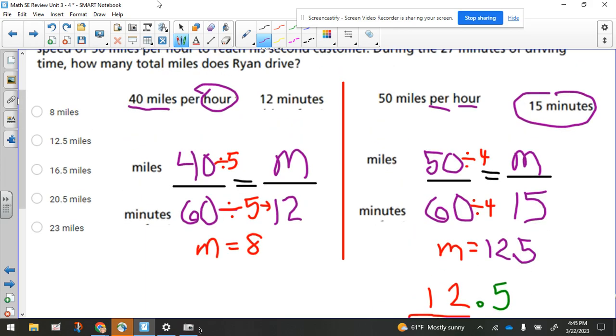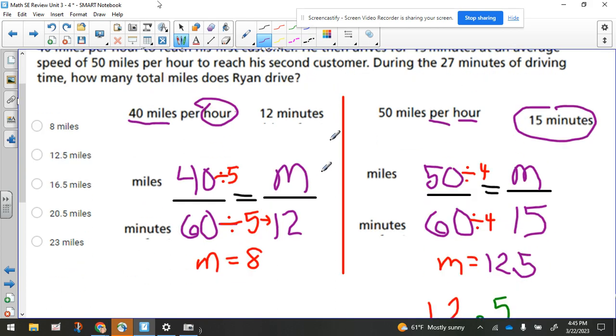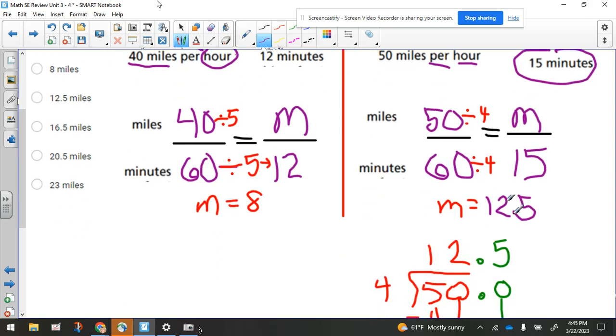Now the question, if we go back and read it, says during the 27 minutes, so that's the 12 minutes plus the 15 minutes that we're driving, how many total miles does Ryan drive? So what does that mean we need to do? We need to take the answer that we have here and add it to the answer we have here. And doing that, you'll see which answer choice it is.